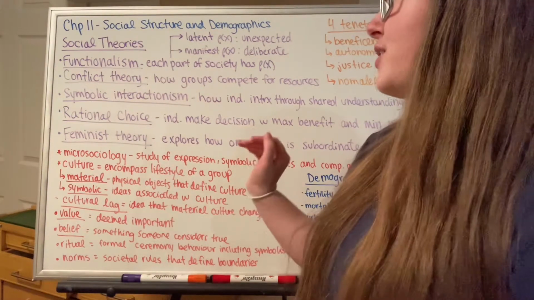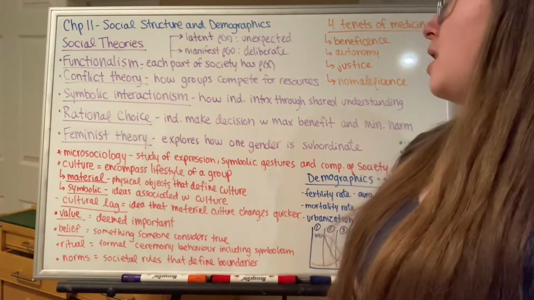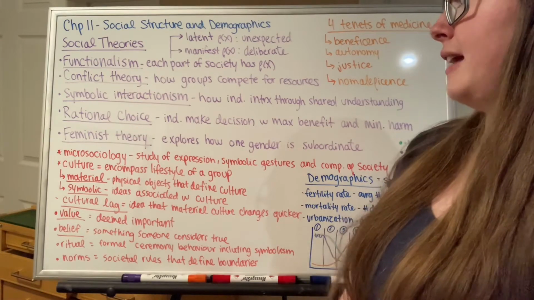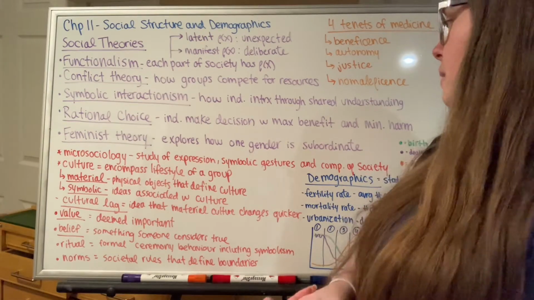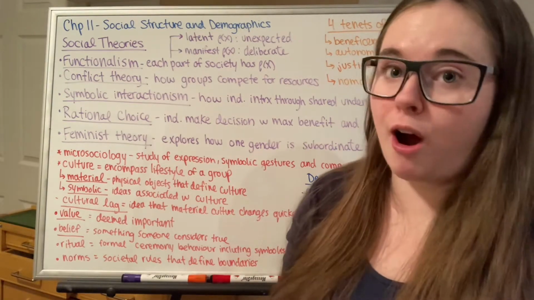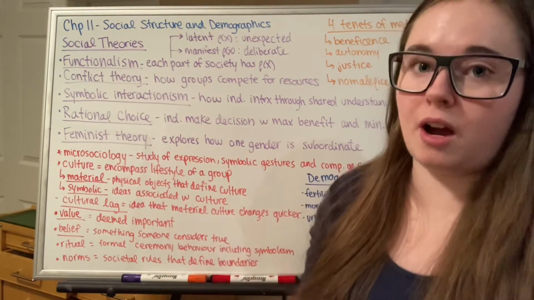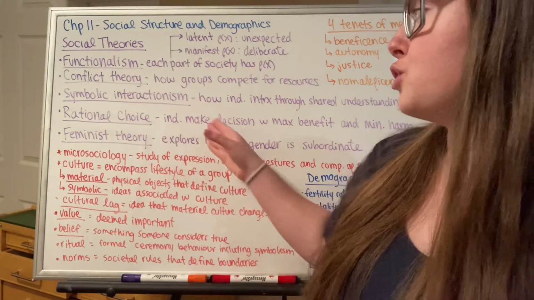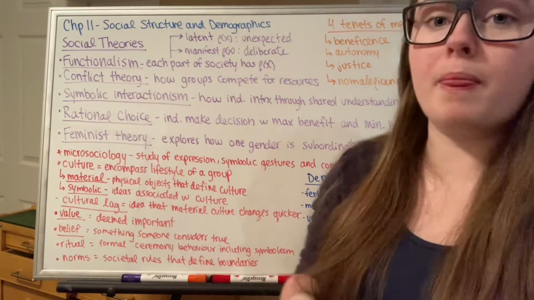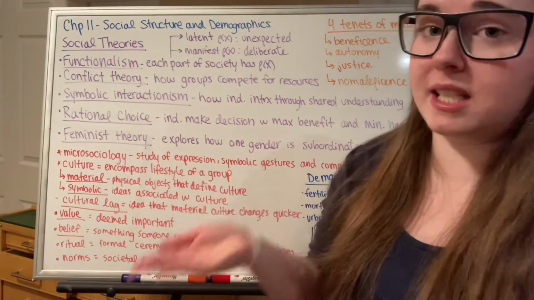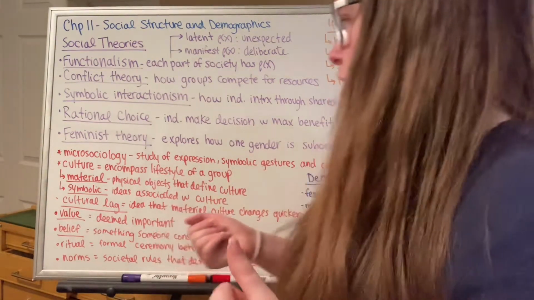Then we have our rational choice theory, which focuses on the fact that individuals make decisions with maximum benefit and minimum harm. So they really weigh the pros and the cons. Rational choice theory would be weighing out the benefits and the consequences of a decision and making a decision in that way.